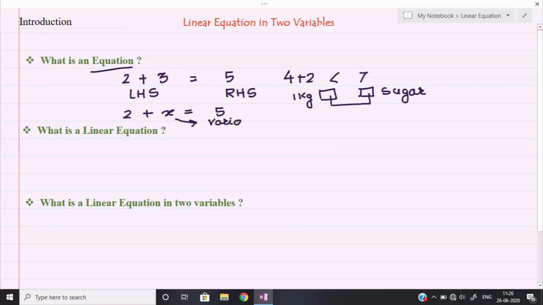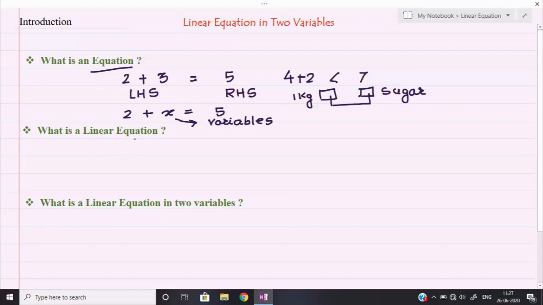Okay. Now we can say any equation contains mathematical terms like numbers, or you can say constants, and variables, which come in the form of alphabets. Most probably they come in the form of x, y and z. They are forming an equation. Now we shall see what a linear equation is.